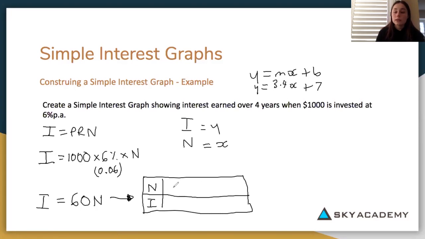Now, when you're doing a table of values for y equals mx plus b, you just make up your random values for x. You can choose unless they specify. And in this question, they have specified. So we can't make up our values for n. They have asked for the interest to be over a period of 4 years. So we have to make our time period n go over 4 years. So it's 0, 1, 2, 3, and 4.